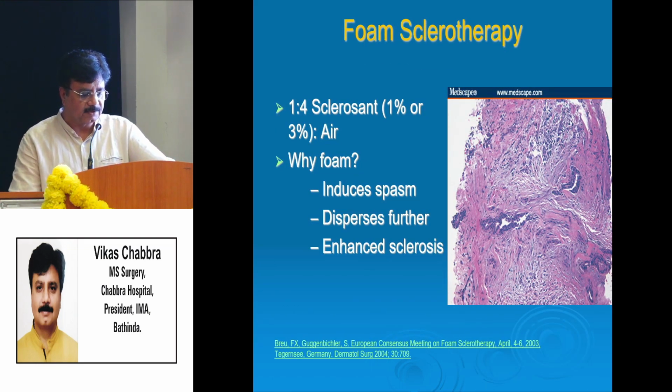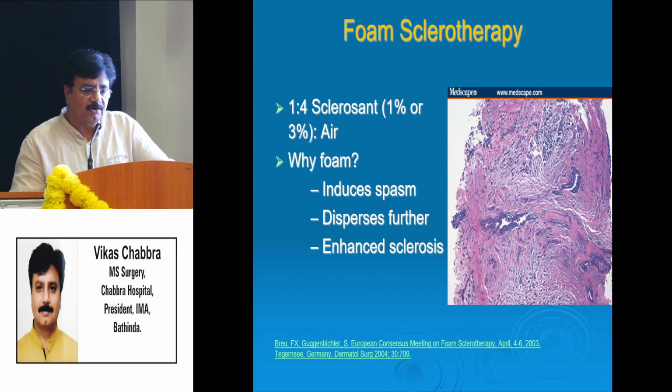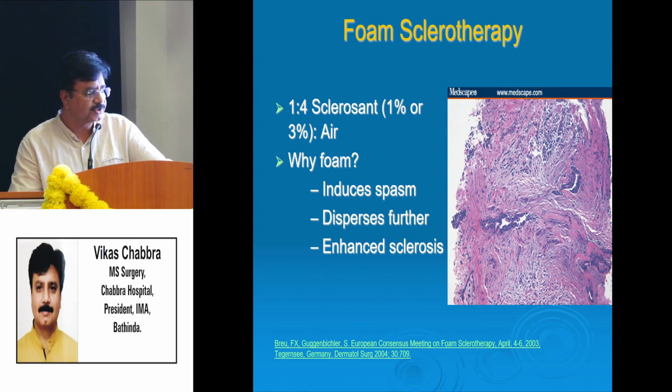Foam sclerotherapy. This is known as foam sclerotherapy because when we take sodium tetradecyl, we take air with it in a ratio of 1:4, and we shake it between 2 syringes so that foam is formed. Why do we need foam? Because foam induces spasm in the vein, disperses further very fast, and enhances the sclerosis.